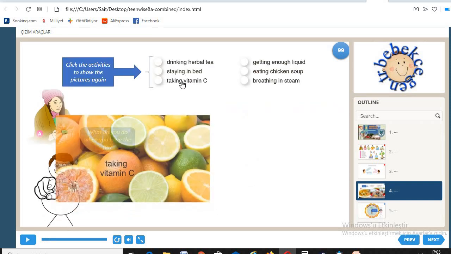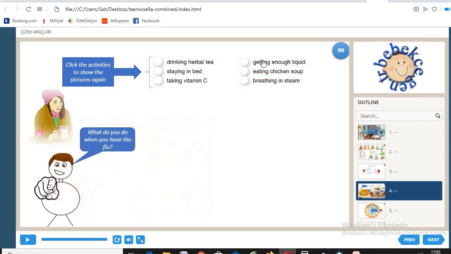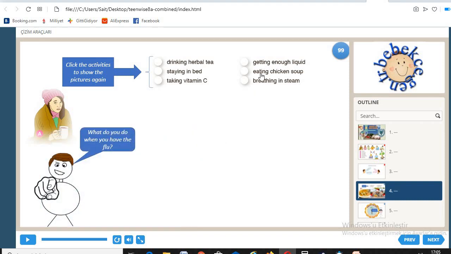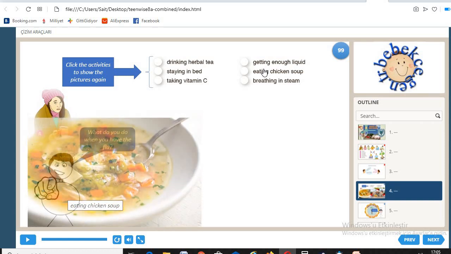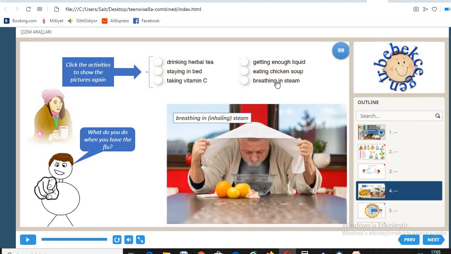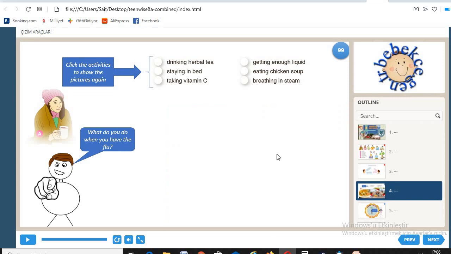Or do you take vitamin C? As you know, there is lots of vitamin C in fruits, in the lemon, orange, and some other fruits. Getting enough liquid like water, tea, or eating chicken soup. Yes, it's my favorite one. I like chicken soup a lot, and it's very healthy. It's good for everything. And breathing in steam. Breathing, taking the breath inside and giving out. Steam, as you see, it's hot water, so there is steam.